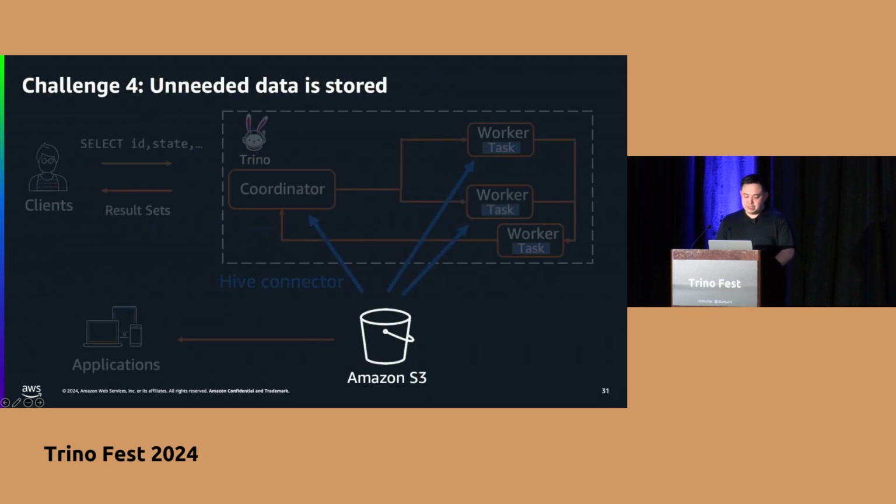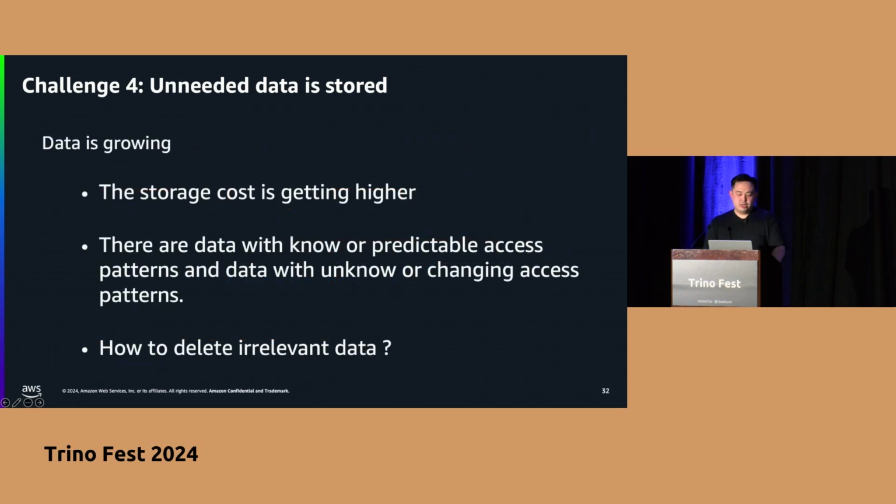And the last challenge is that unneeded data is stored. With Amazon S3, you pay for the storage you use. So if data is growing, the storage cost increases. And also, you may scan irrelevant data, and then query performance gets slower. And there is data with known or predictable access patterns, and data with unknown or changing access patterns. Additionally, you may have old data that is no longer relevant. In such cases, you may need to manage your data lake in terms of cost optimization and security.